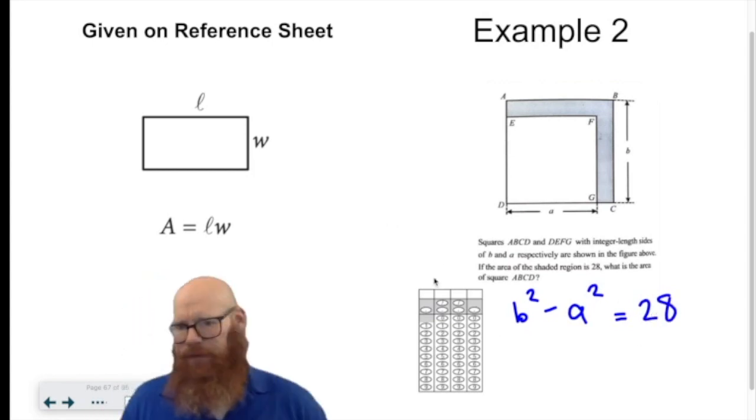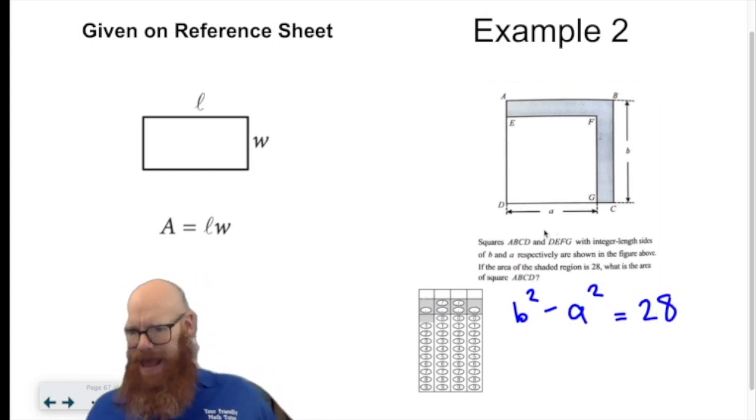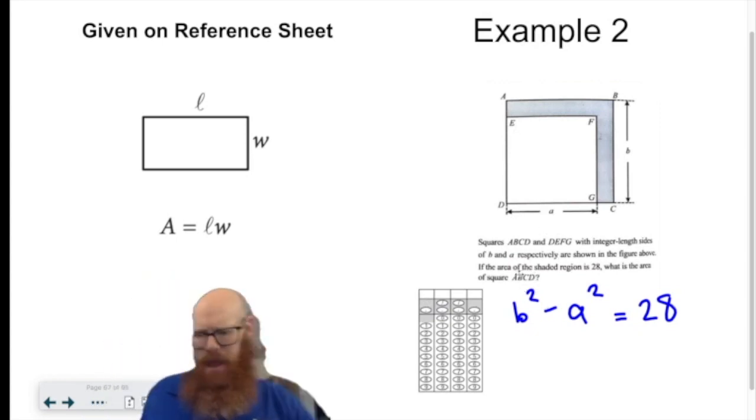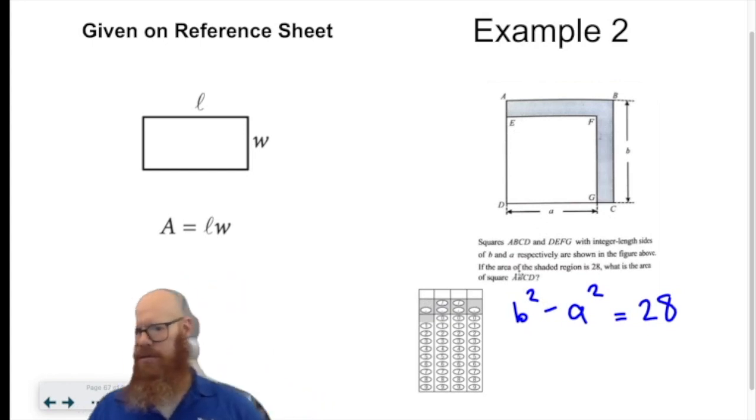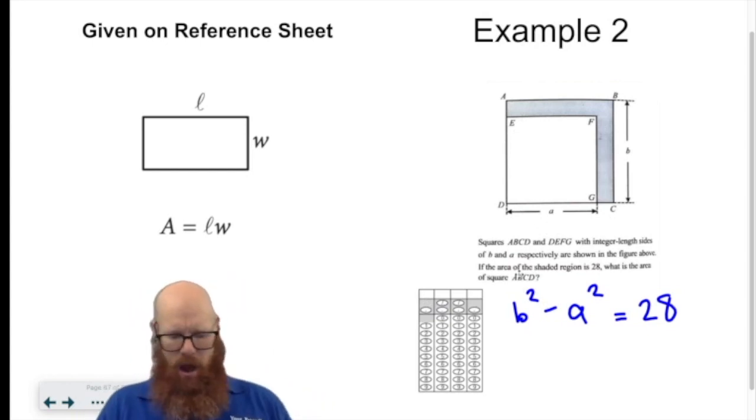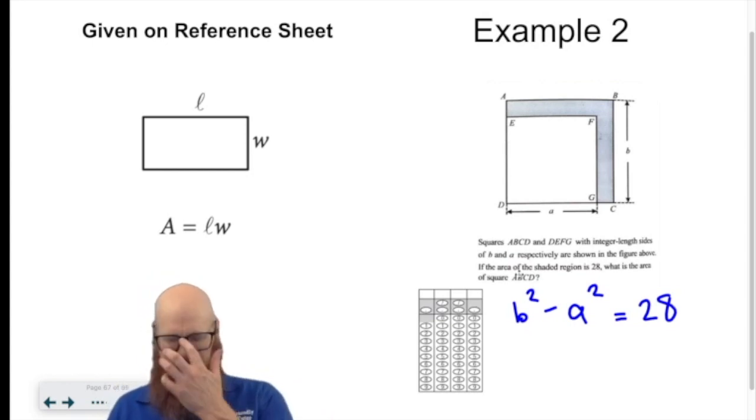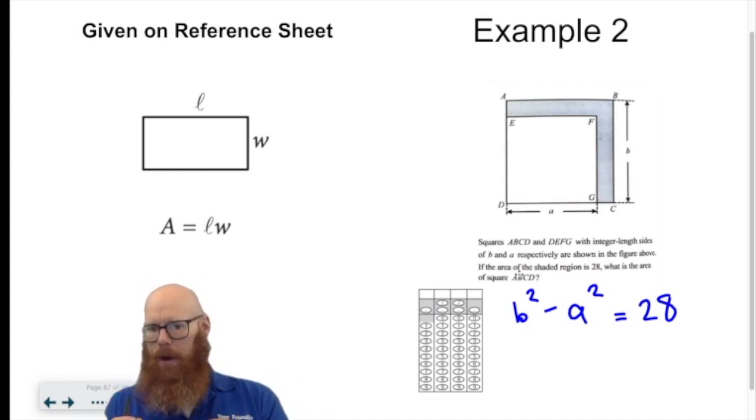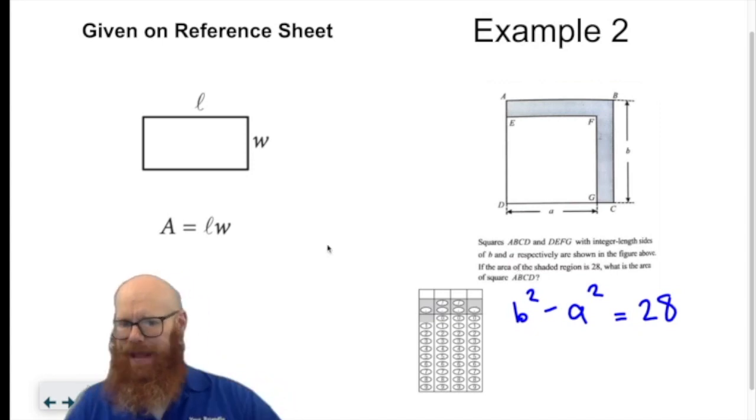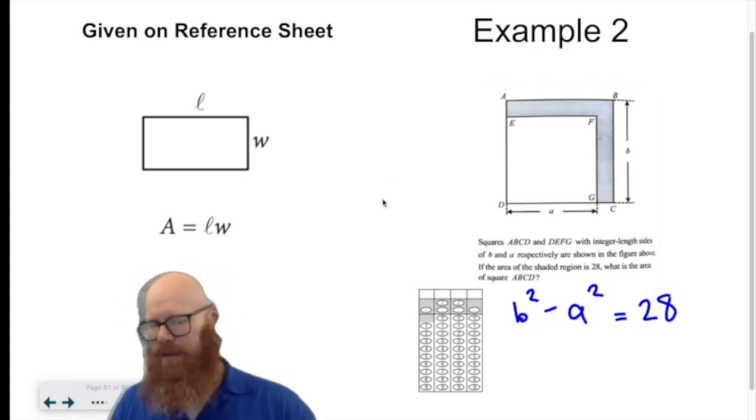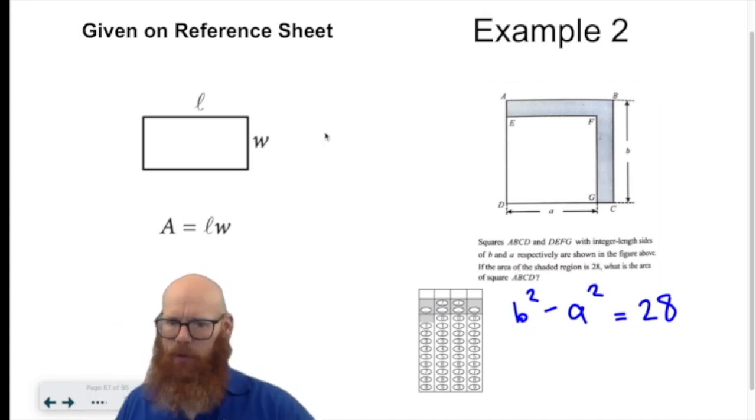So this one, we have to find the area of square ABCD, so that's really just b squared. And what we have to do is figure out the difference of which two squares would give us 28. So what I would do in this one is maybe just think about what the perfect squares are.